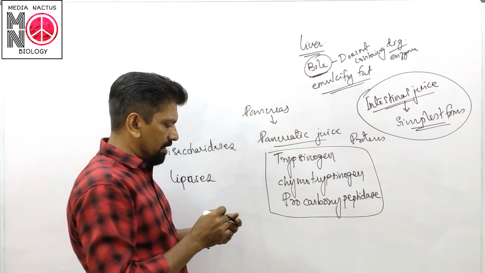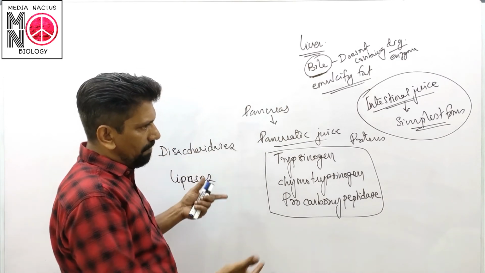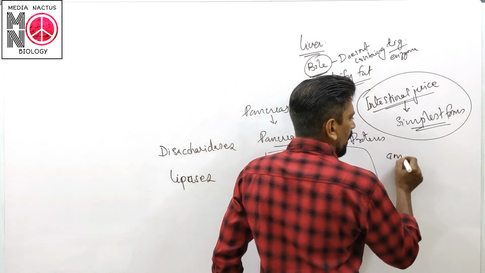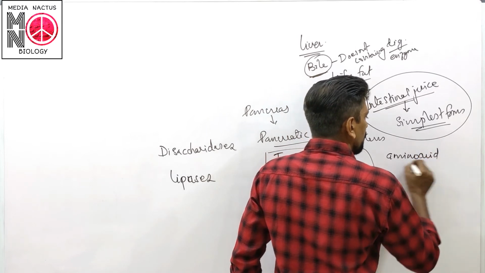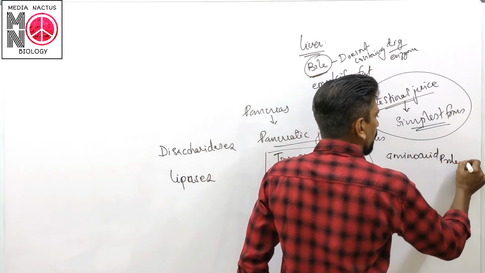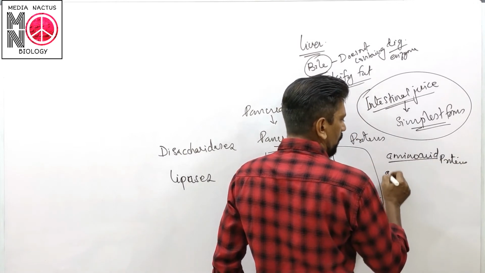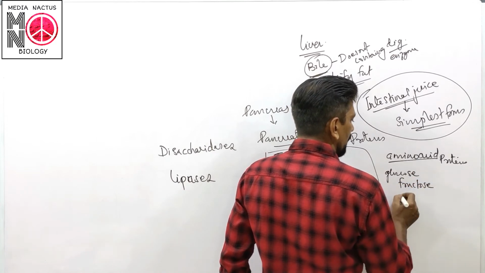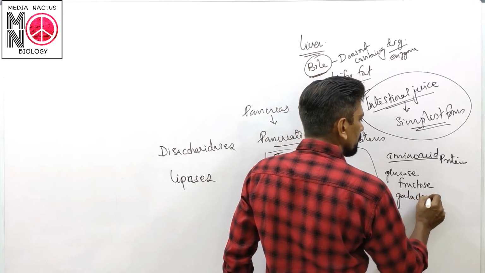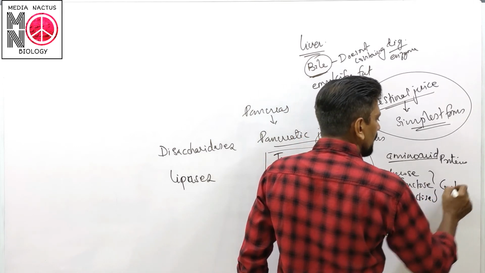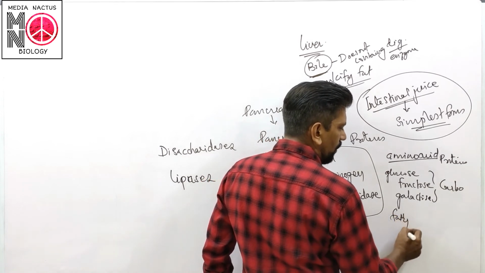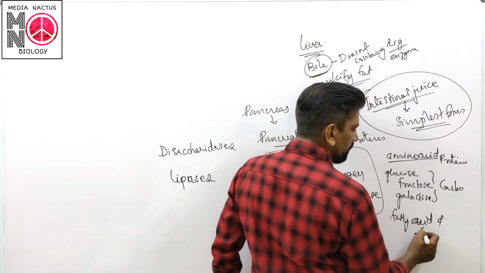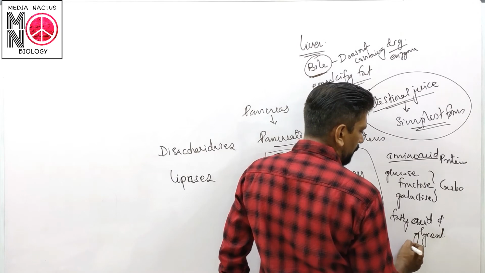Now the food particle is completely converted into simplest forms like amino acids in the case of protein, then glucose, fructose, galactose in the case of carbohydrate, and fatty acids and glycerol in the case of fat.